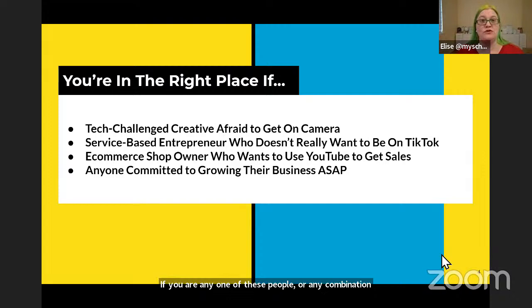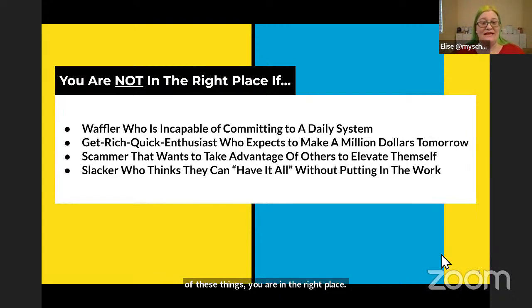This is for you. You are not in the right place if you are a waffler who is incapable of committing to a daily system. If you are a get-rich-quick enthusiast who expects to make $1 million tomorrow, if you are a scammer that wants to take advantage of others to elevate themselves, or if you are a slacker who thinks they can have it all without putting in the work. If you're one of these people, get out.